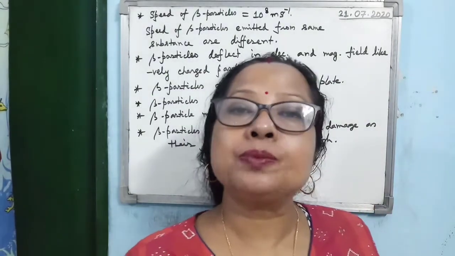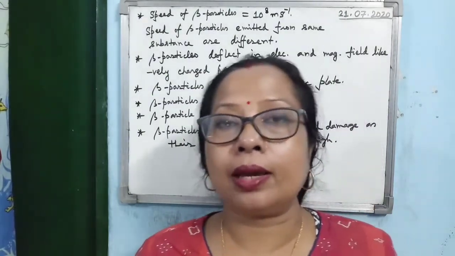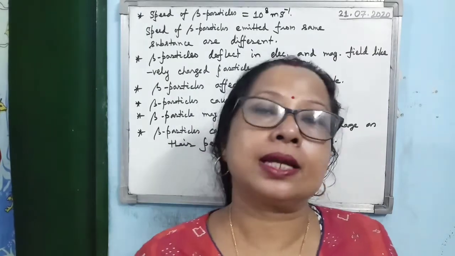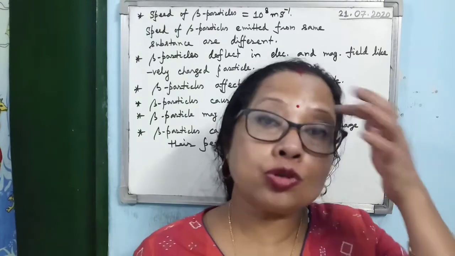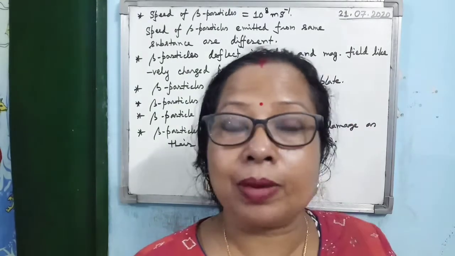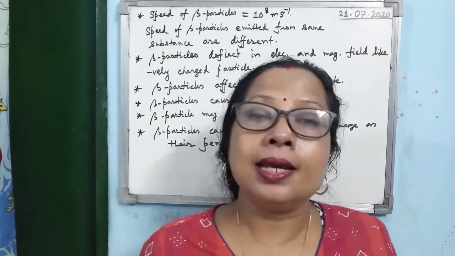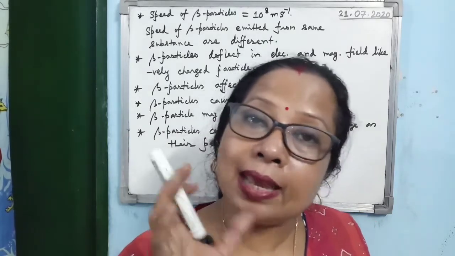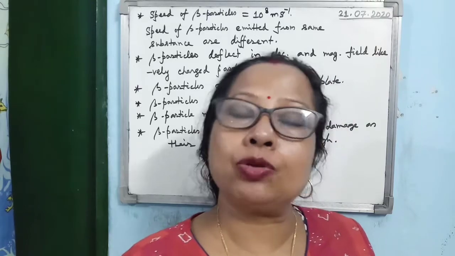Why are the speeds of beta particles emitted from the same element different? Suppose from uranium 2 beta particles are emitted. Now the speed of these 2 beta particles will not be the same. But if they are alpha particles, then what will happen? If alpha particles are emitted from the same uranium, their speed will be the same.